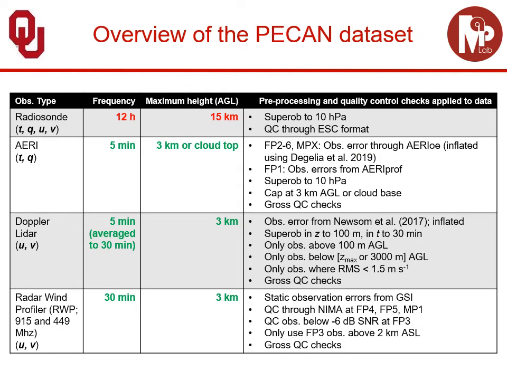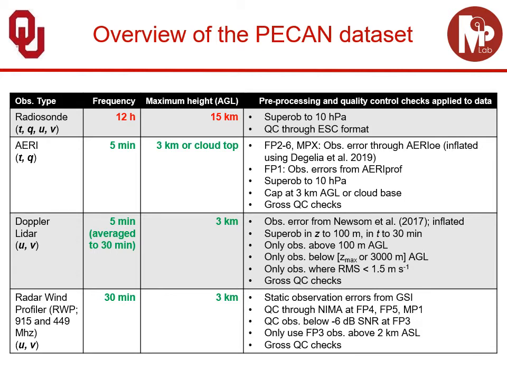Luckily, we had this very nice data set from PECAN that I mentioned earlier. The data collected include AERIs, which are thermodynamic profilers, as well as Doppler lidars and radar wind profilers, which measure wind speed and direction. And all three of these remote sensing profilers feature much higher temporal frequency compared to conventional data sets like the radiosondes. However, they typically only record data up to about 3 kilometers above ground level, and are also less accurate overall than radiosondes, so they typically feature much larger instrument errors.